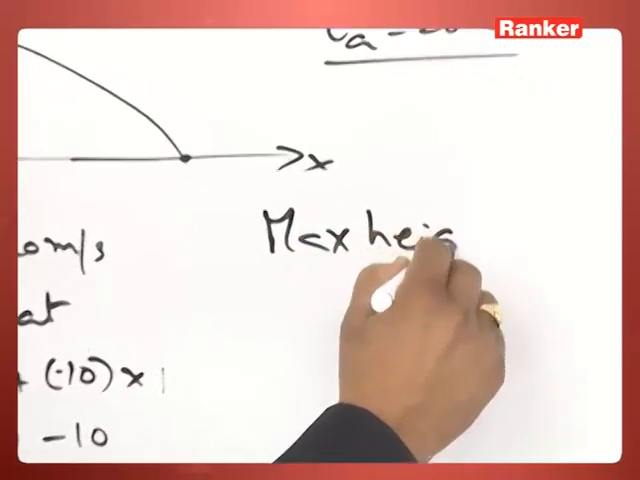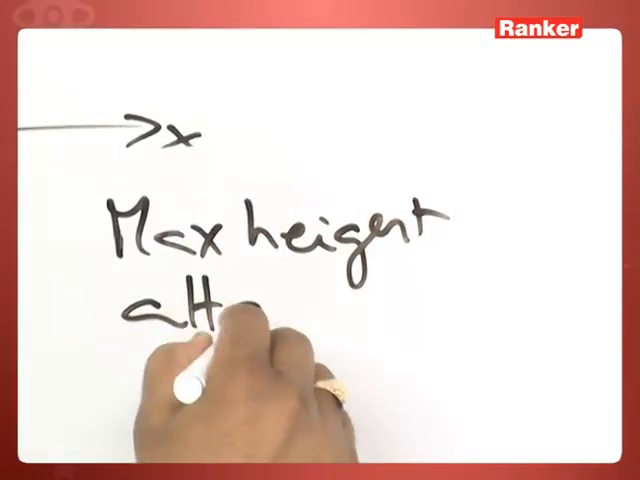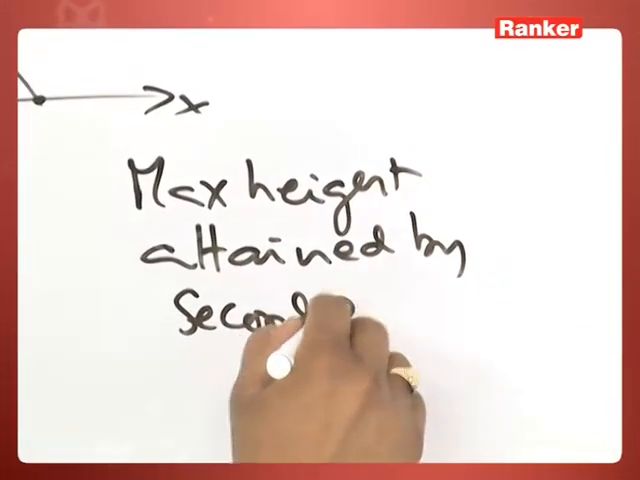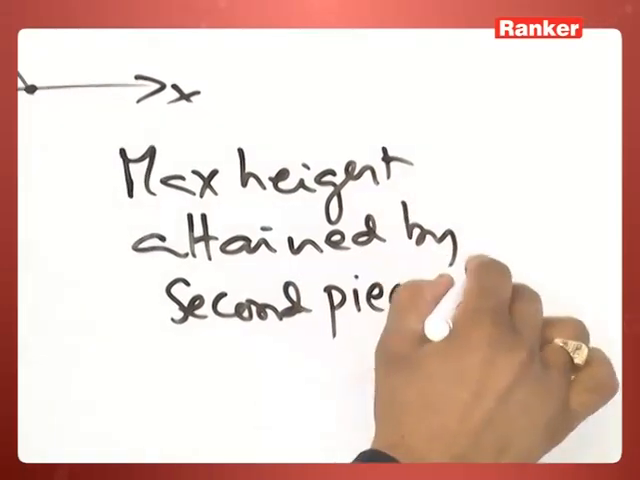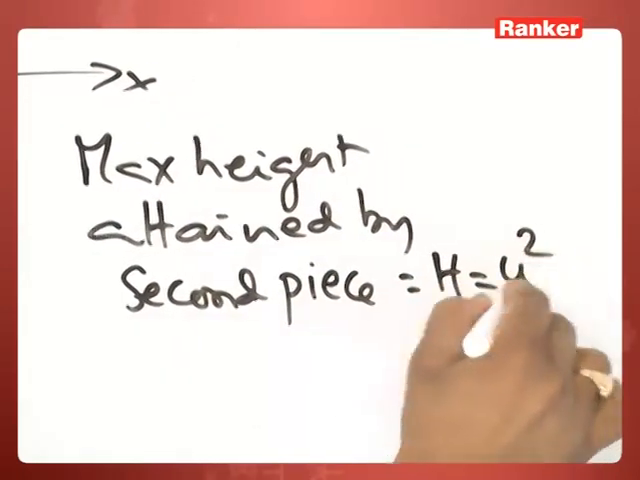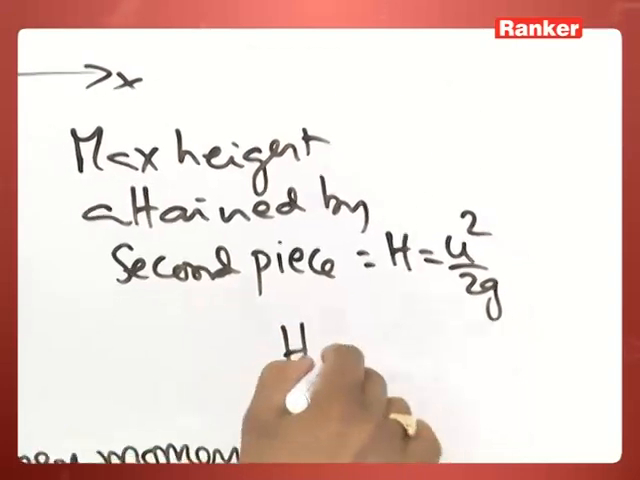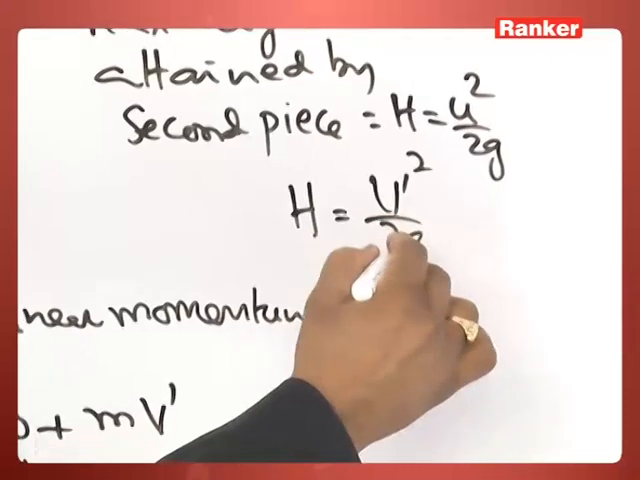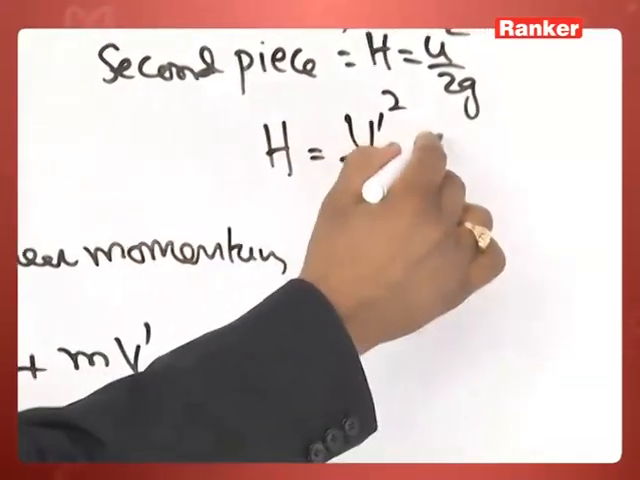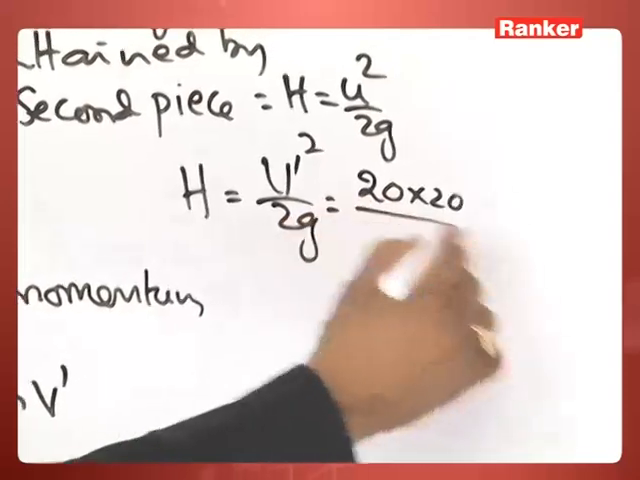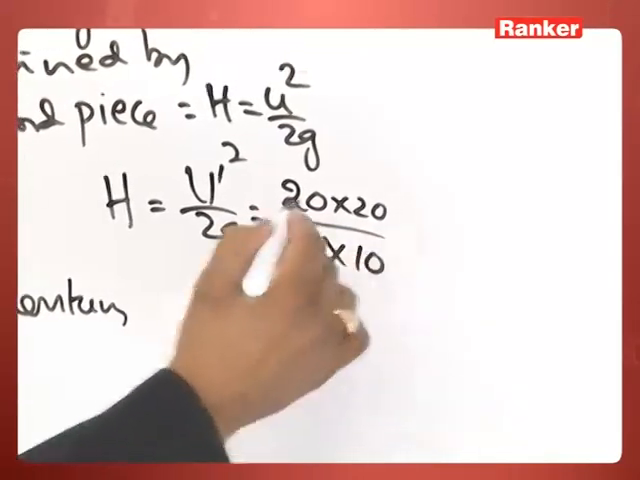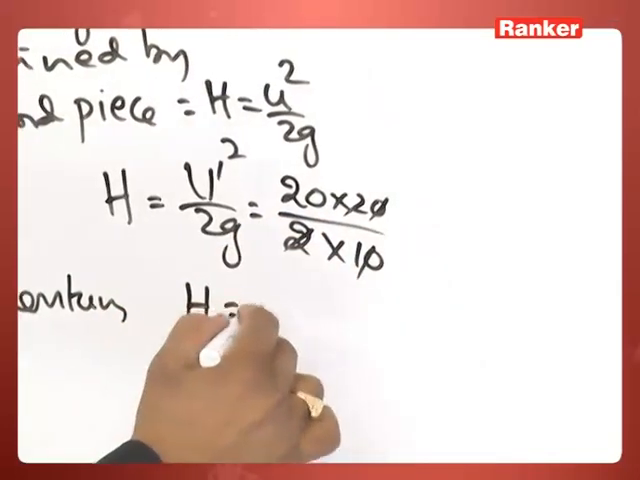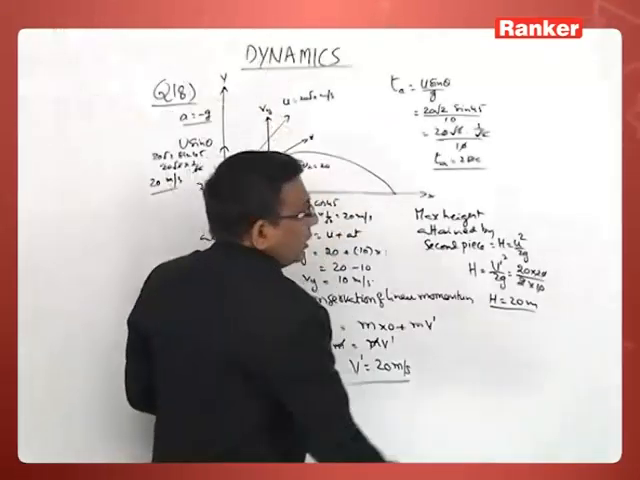Let us calculate the maximum height attained by the second piece. For maximum height, you know the formula u square by 2g. So here the velocity is v prime, so I can write v prime square by 2g. V prime was 20, so 20 into 20 by 2 into g, which is 10. If you simplify, the maximum height attained is 20 meter.